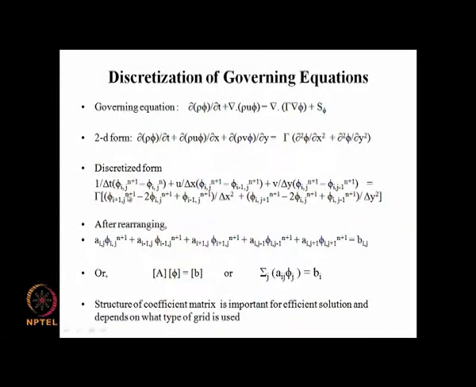two-dimensional equations. If we were to discretize this on a simple Cartesian grid of ij, at point ij we can write this using forward differencing for the time term, backward differencing for the advection term, and again backward differencing for the advection term in the y direction, and central differencing for dou square phi by dou x square and central differencing for dou square phi by dou y square here. All these things we can put here and we can rearrange this to get an equation of this particular form.